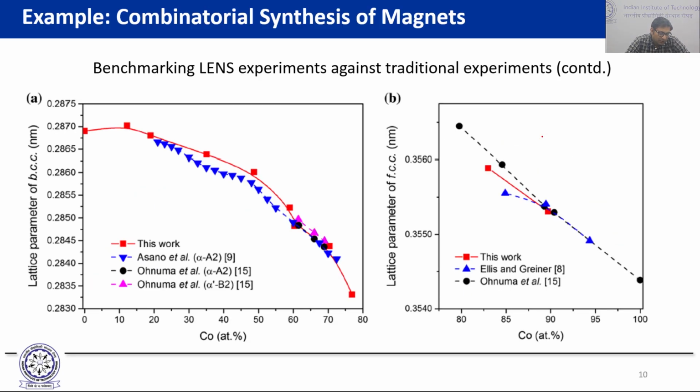In addition to looking at the saturation magnetization as well as the Curie temperature, they have also looked at the lattice parameter, and again you see that there is a fairly good match, whether it is the lattice parameter of the BCC phase or the lattice parameter of the FCC phase. Both of them they have looked at as a function of the cobalt concentration.